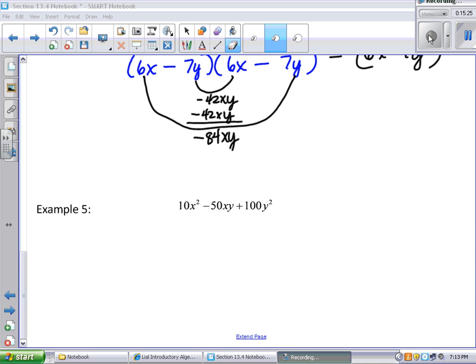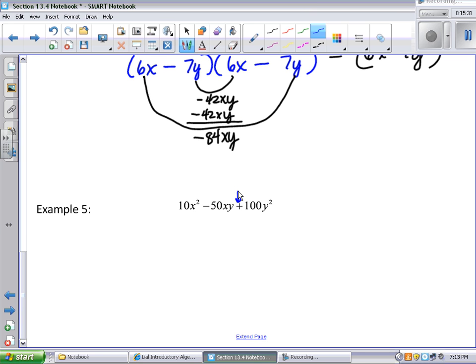All right, last example for this video. Do we have a positive last term? Yes. Can I write the first term as something squared? And the answer is no. 10 is not a perfect square. So this one is not a perfect square trinomial.